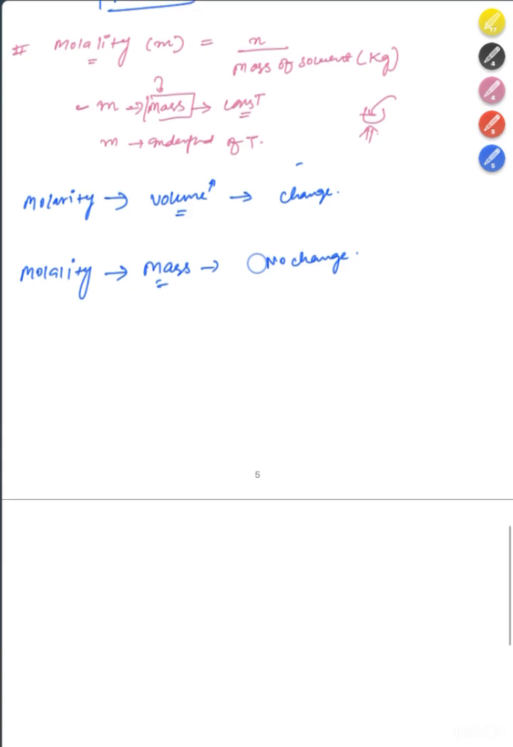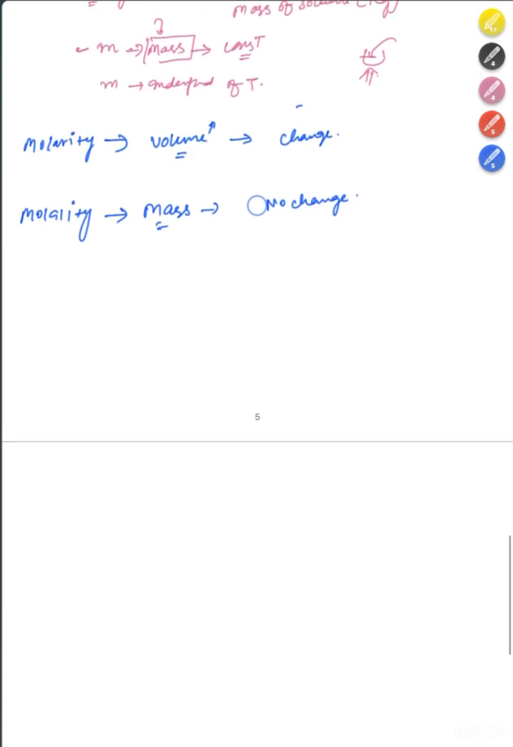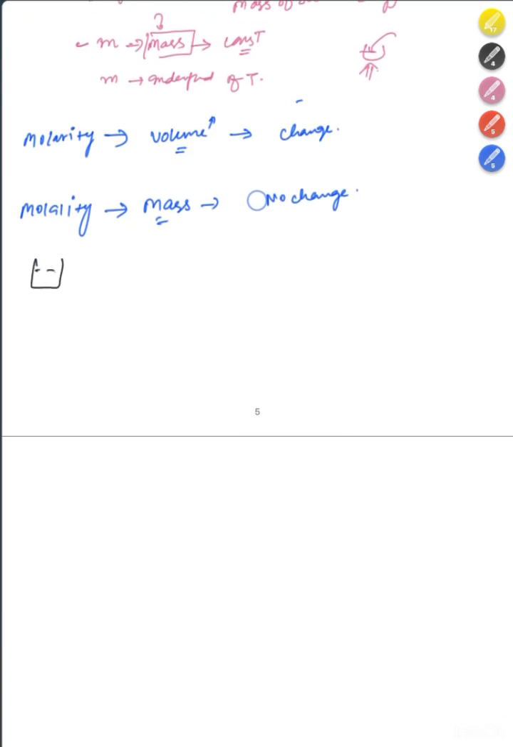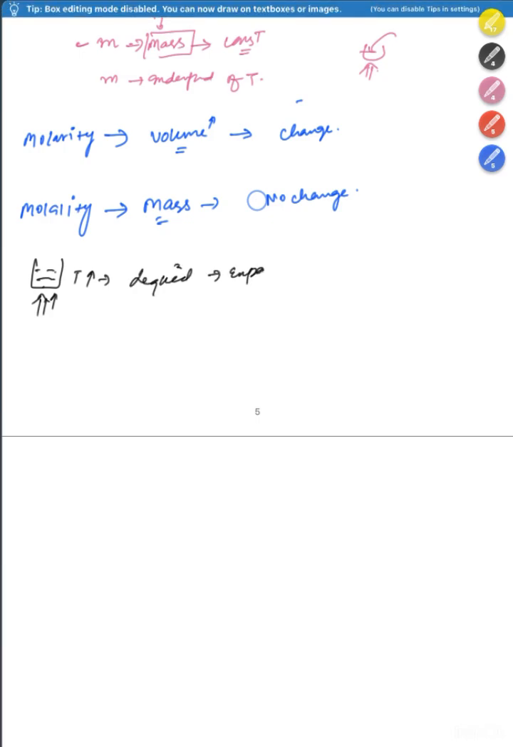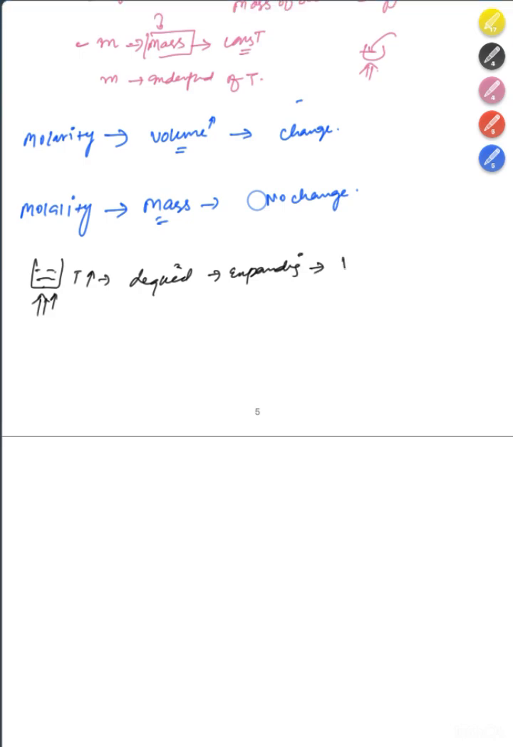So what happens when the temperature increases? Whenever you increase the temperature of a solution, the liquid starts expanding. Whenever the liquid is expanding, its volume is changing. So the volume of the solution increases.